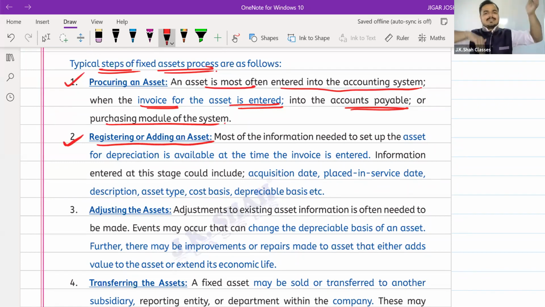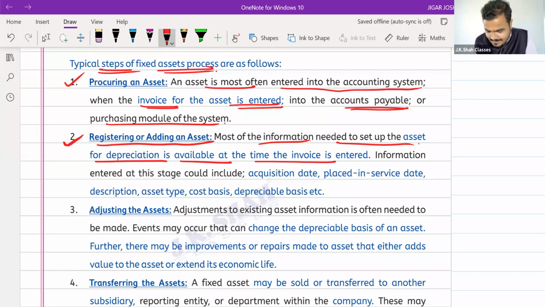Now I keep on purchasing assets one by one. Do I require to add them in the fixed assets module? Obviously, sir, you need to add in the fixed asset module. What information do we need here? When we purchase, we put it into use, its depreciation basis, depreciation amount, everything. Most of the information needed to set up the asset for depreciation is available at the time when the invoice is entered.